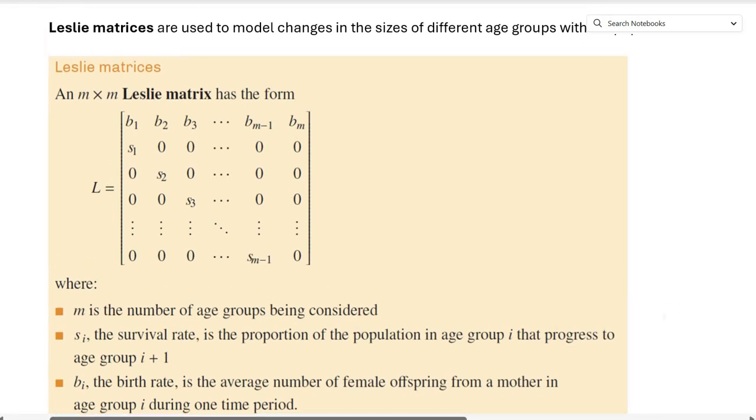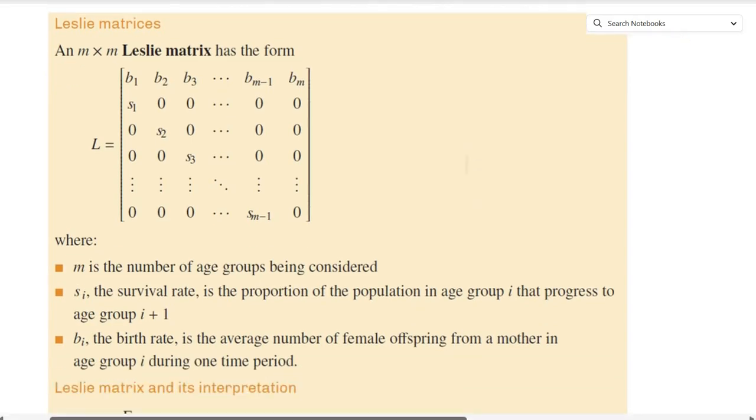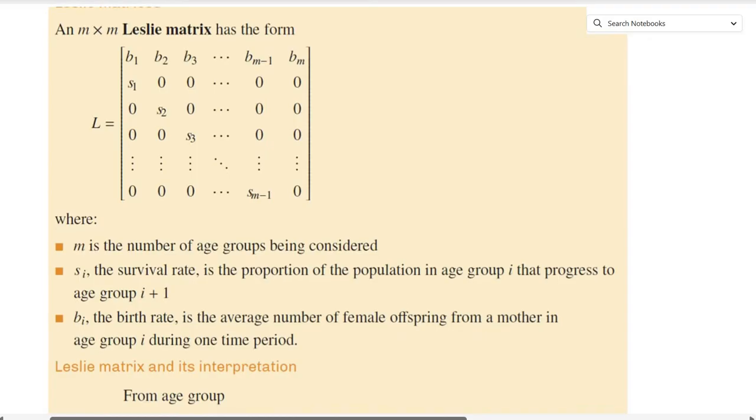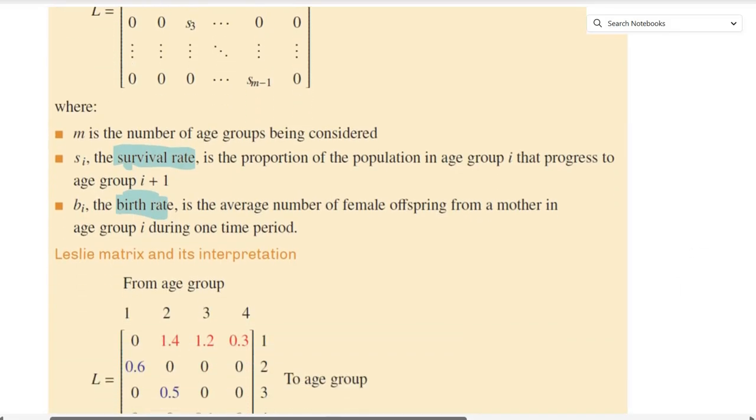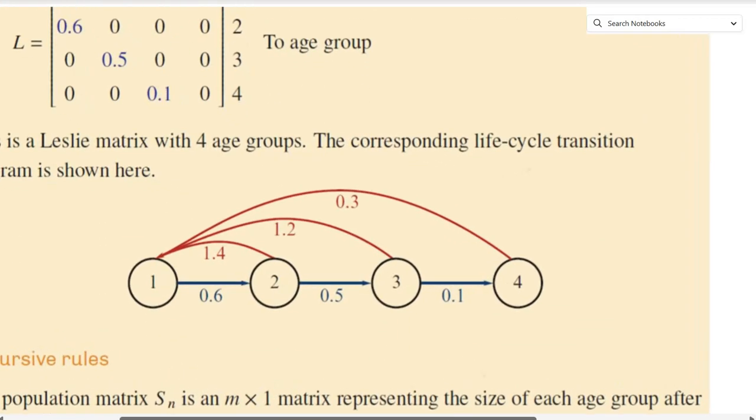Alright, in this video we're looking at the Leslie matrix. A Leslie matrix is used to show what's happening in a population. So in a population we have people surviving and people giving birth. Another way of saying people surviving is people dying, which makes sense. So let's look at this example here.